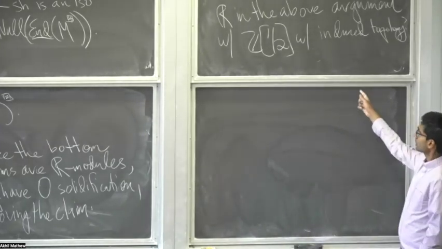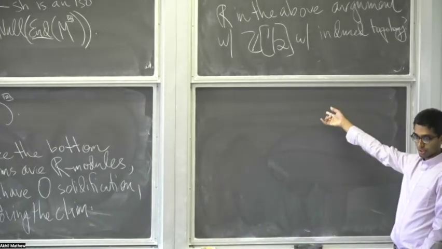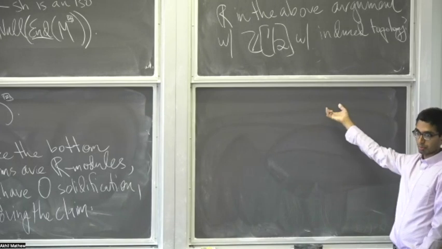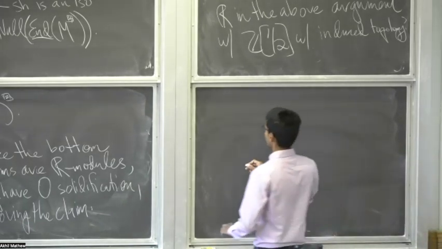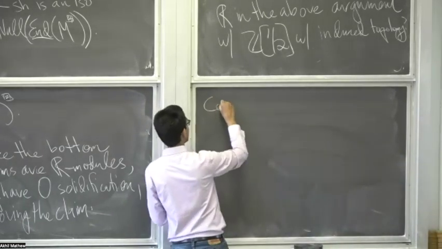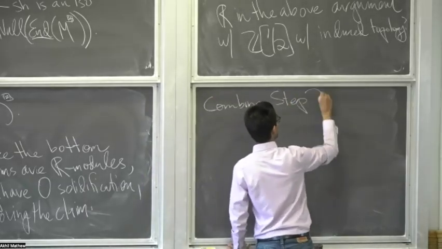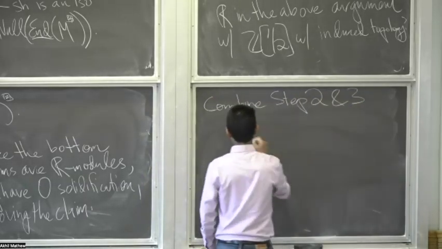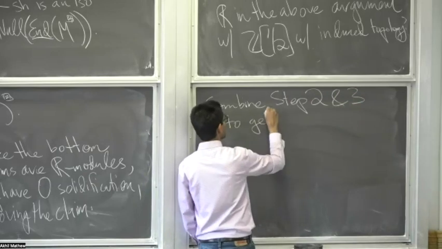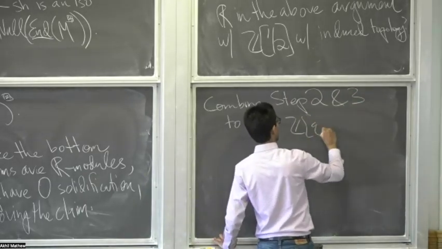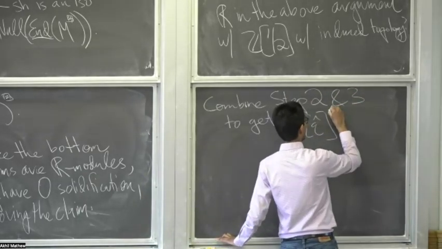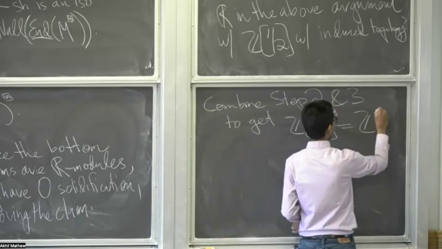Sorry, so we still need the Archimedean topology, but we don't need the real numbers. Okay, so that's a good point. So combine step 2 and step 3 to get the brackets. You have solidifies, it's the double brackets.